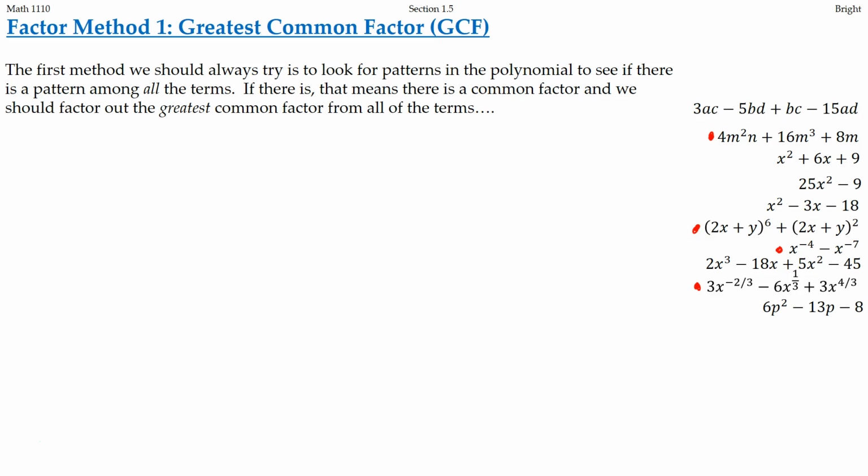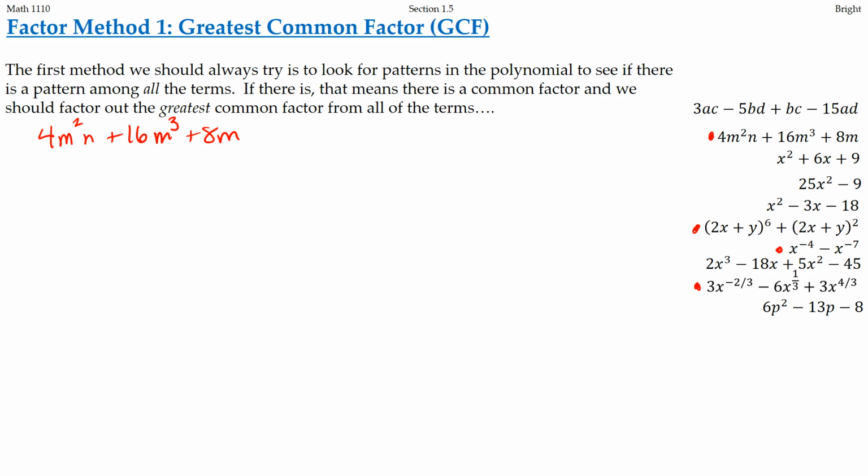So if I look at the first one, 4m squared n plus 16m cubed plus 8m. Okay, I want you to look at that for a minute, pause the video, and tell me what is common among all the terms. Well, certainly I think you could maybe say that if you look at the coefficients are all even, so there's a 2 involved. So we could divide each of those by 2 and pull something out.